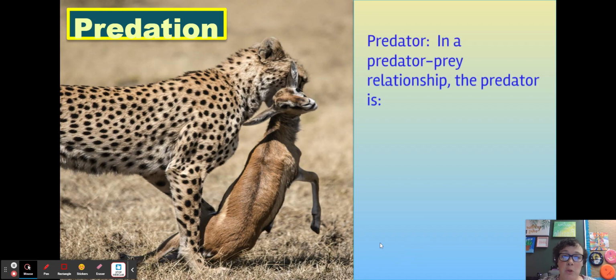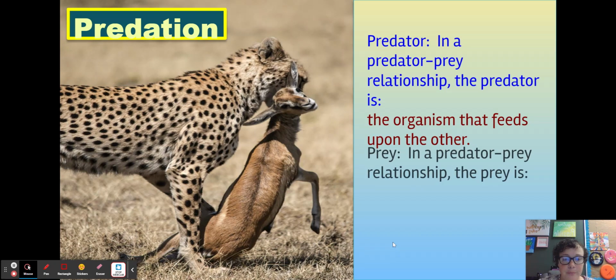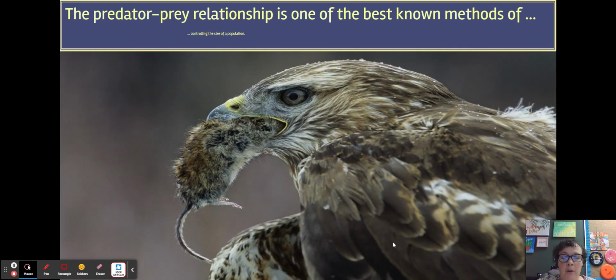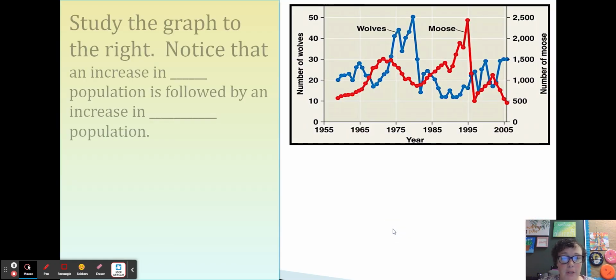Predation. Predation is the interaction between organisms where one kills and eats the other. Now, we know that predator-prey relationships are something that we look at very often in ecology because they are the best known methods for controlling the size of a population.